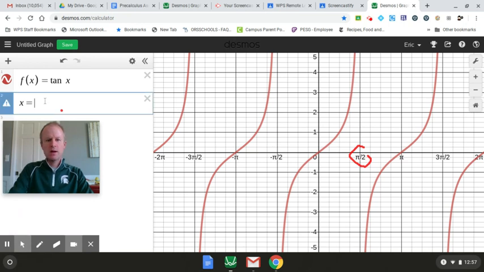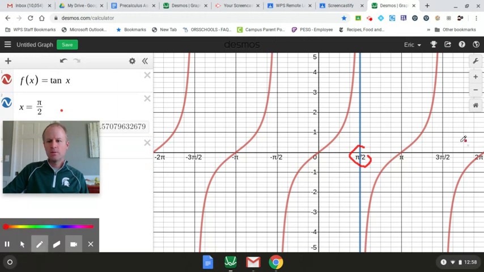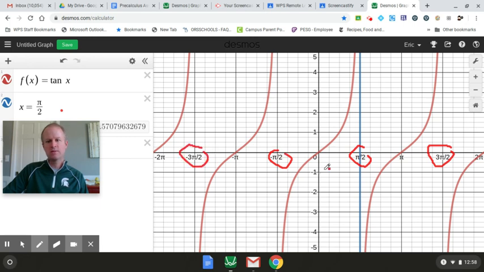Okay, so at pi over 2, I'm going to say x equals pi divided by 2. And you can see that, yep, that looks about the right spot where that first wall is. And you could graph each of these. You can see there's one at 3 pi over 2 right here. So that's a vertical asymptote. You have a vertical asymptote at negative pi over 2 and a vertical asymptote at negative 3 pi over 2. So you have all these different vertical asymptotes.